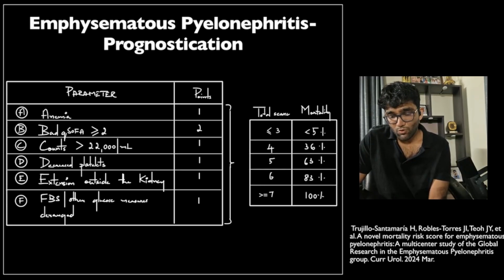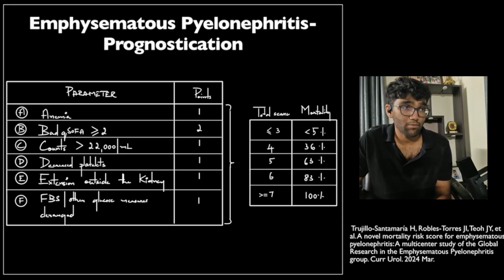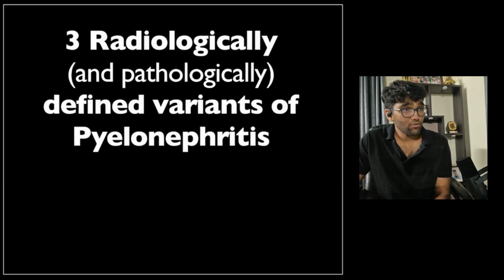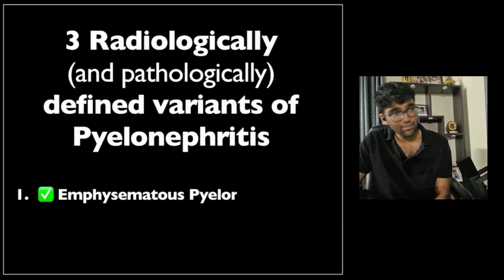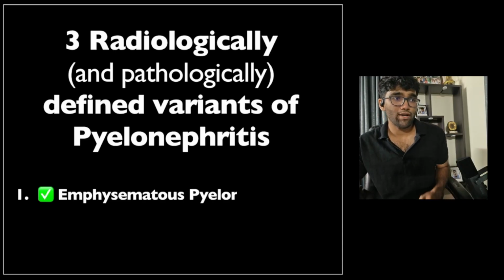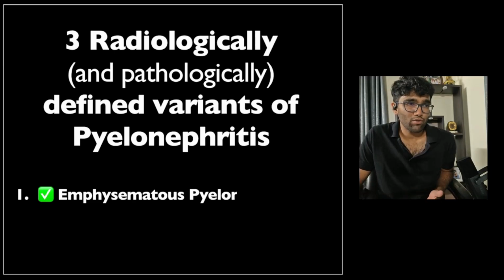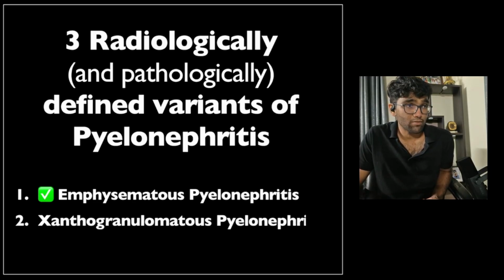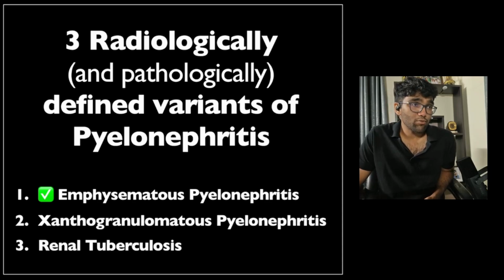So the presence of these 6 parameters helps you in prognosticating the patient and predicts outcome. I use these clinically whenever I come across emphysematous pyelonephritis, and it is something that should be known. Now that we've discussed emphysematous pyelonephritis, later on when we talk about chronic multifocal or poorly localized abdominal pain without vomiting, we'll be talking about xanthogranulomatous pyelonephritis, and we'll talk about renal tuberculosis separately.